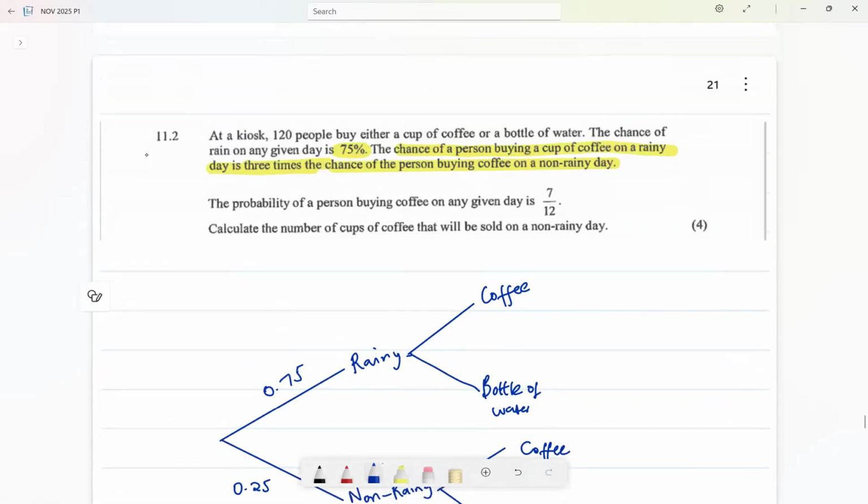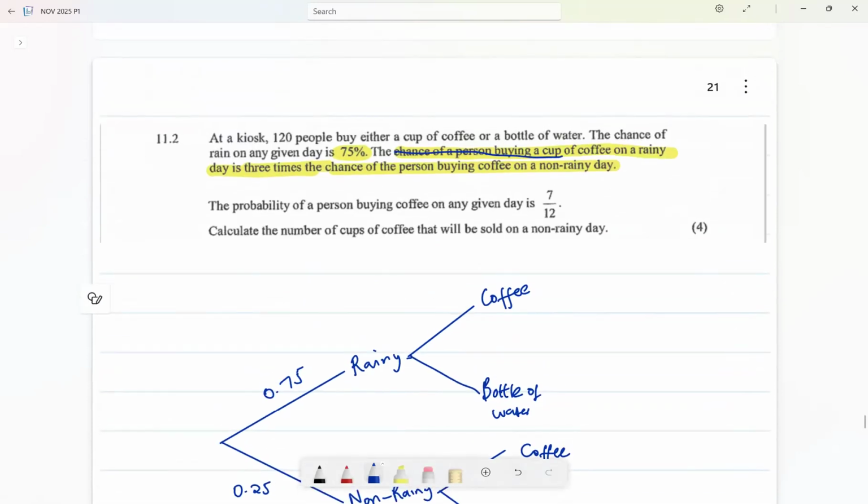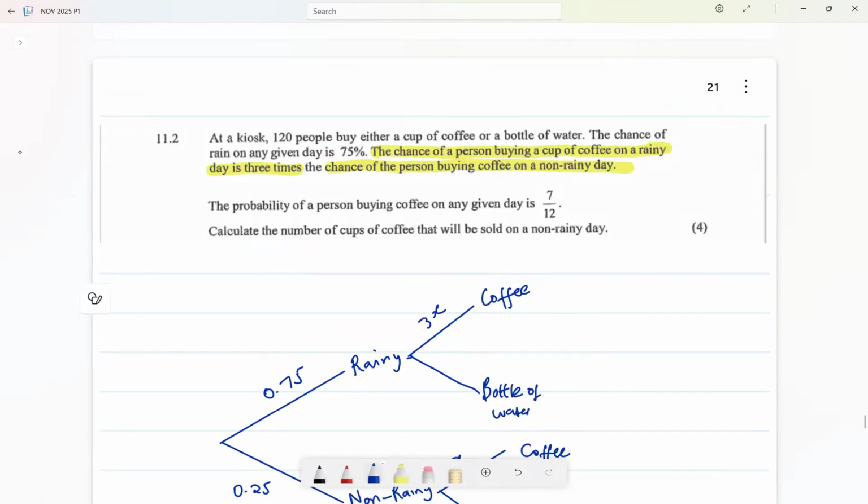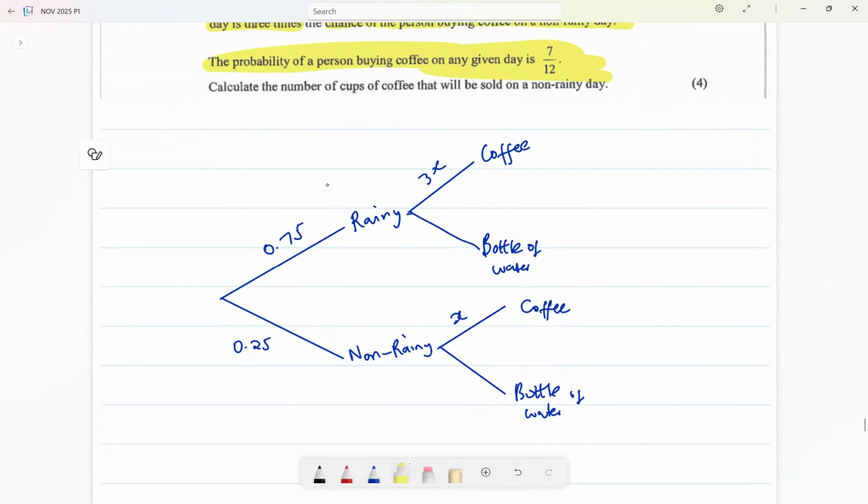Now they tell us that the chance of a person buying a cup of coffee on a rainy day is 3 times the chance of a person buying a coffee on a non-rainy day. So on a rainy day it is 3 times that when it is not raining, of buying a coffee. I give 3x and x. Then they tell you that the probability of a person buying coffee on any given day, whether it is raining or not, is 7 divided by 12.